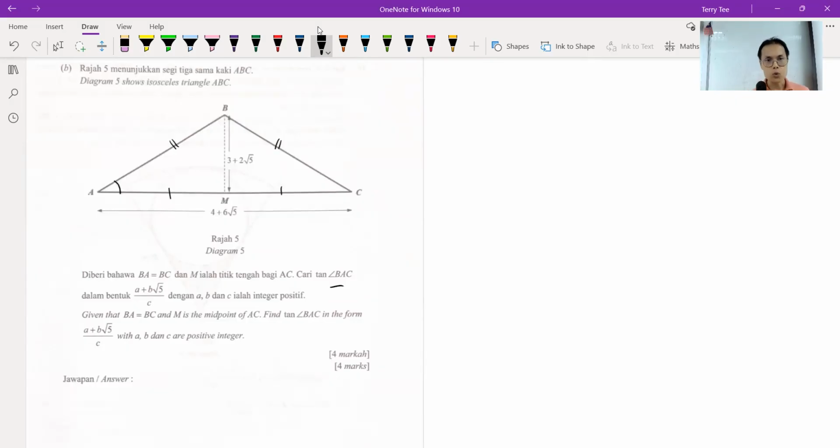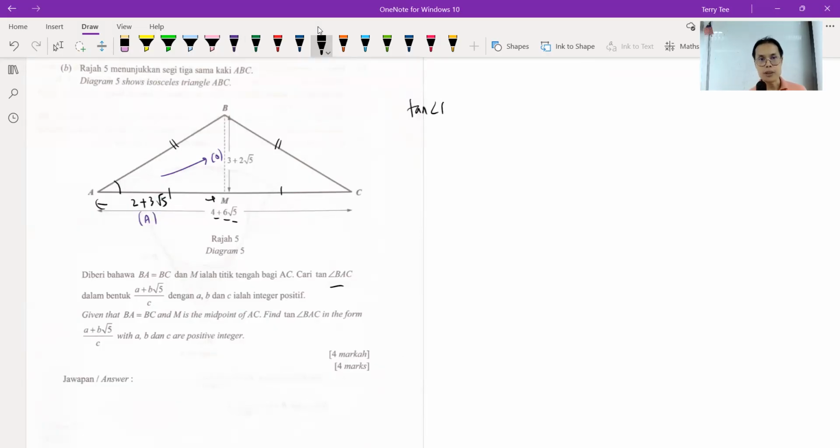Okay, first of all, because there are two equal lengths, my AM should be (4 plus 6 root 5) divided by 2. Can do it mentally: 2 plus 3 root 5. We know the height, we know the opposite. This is your opposite. We know this is your adjacent. Remember, tangent is opposite over adjacent.